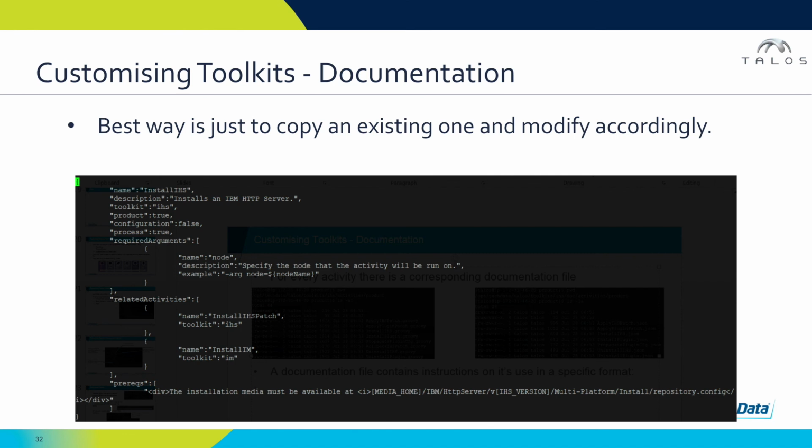So this is essentially how it breaks down. There is a name, a description, the toolkit it belongs to, whether it's a product or a custom implementation, whether it's a configuration type activity or a process type activity, and then a list of required arguments, related activities, and prerequisites. And these elements will all be used within the Talos UI to display that information in a nice, easy to use, consumable way.